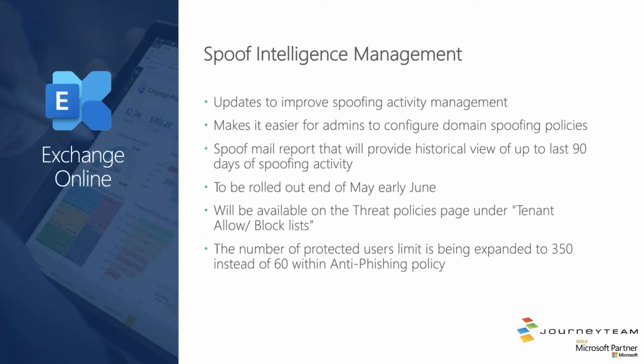You do this through the threat policies page under the allow block list there. And a big update here is they've increased the maximum number of people that you can protect from spoofing from 60 to 350. And so that's a nice update there for bigger orgs.